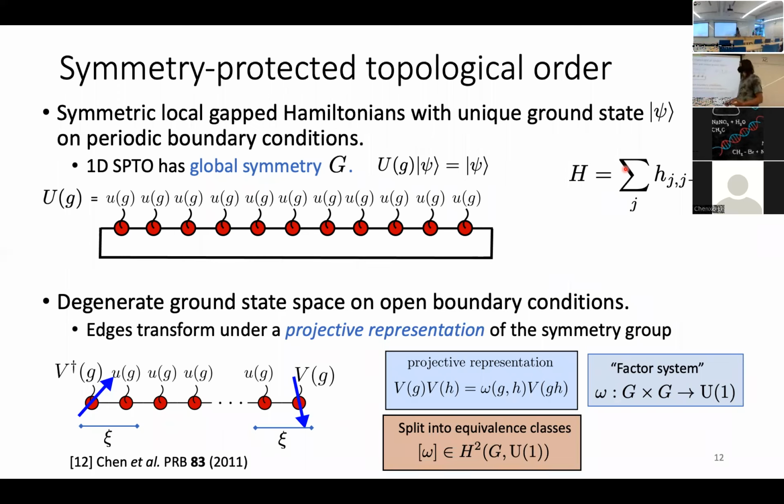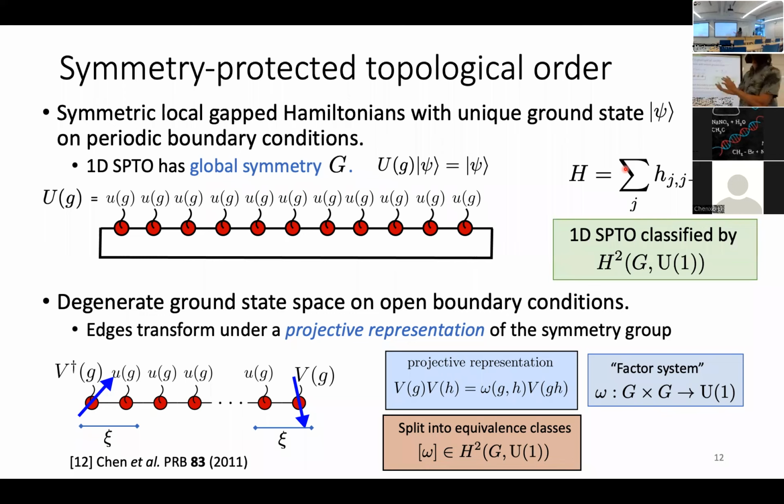Now, by redefining the phase in front of each of these operators, V of G, V of H, and V of GH, we can split these into equivalence classes, which we've seen earlier, called the second group cohomology. So usually people say that these 1D SPT phases are classified according to elements in this second group cohomology.